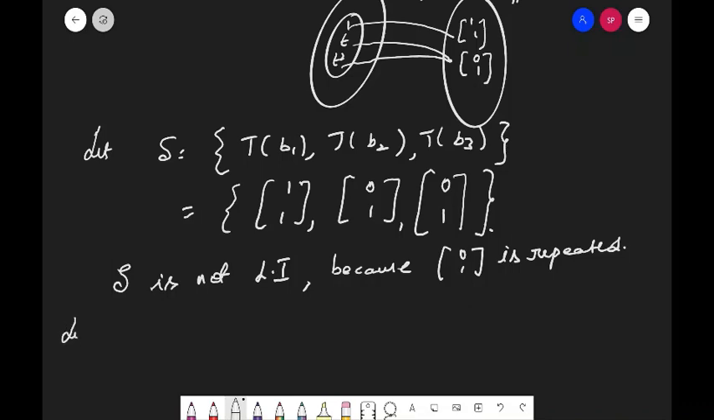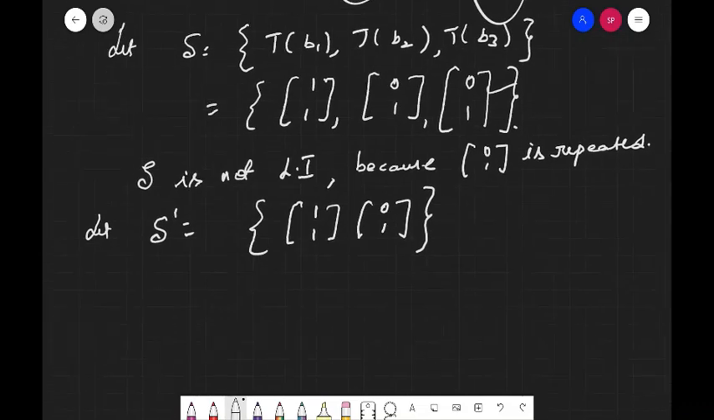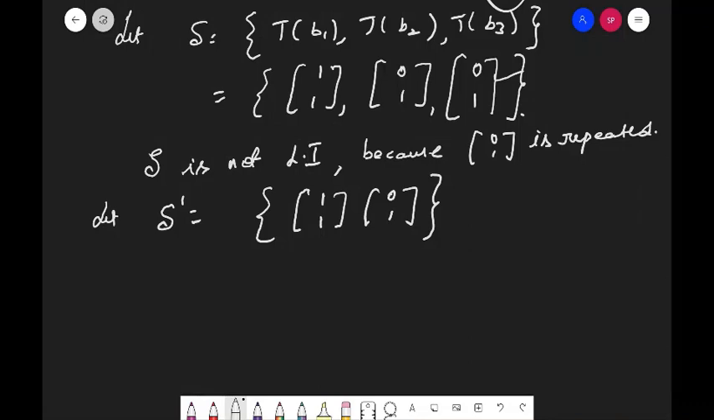Now let us take S dash, a subset of this. Which vector will I delete? The repeated one. Usually if no repeated vector is there, then you check whether they are LI or not, and then see which vector is to be deleted. Here clearly I can say (0, 1) is a multiple, a linear combination, so I am deleting that. So I will take (1, 1) and (0, 1), and if this is LI, then I will say it forms a basis. So how to check whether it is LI or not?